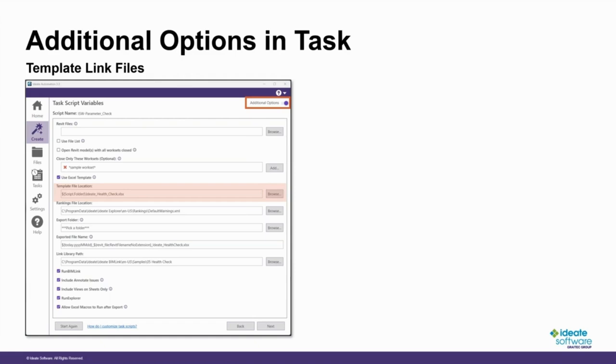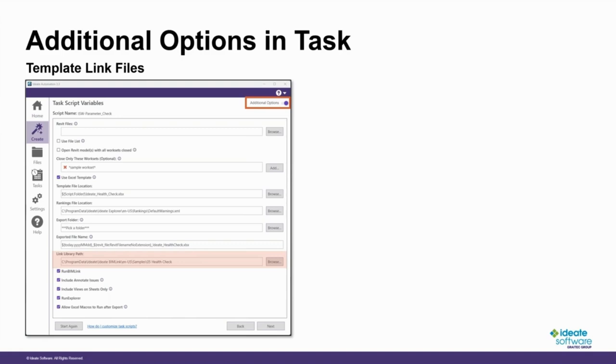So that Excel document that we did our custom formula editing on, we will just click browse and navigate to that location, point to it. And we will also update the link library path. So that set of Ideate BIM Links will just point to that folder location that holds all of those .link files. But with that, otherwise, the setup is basically the same.